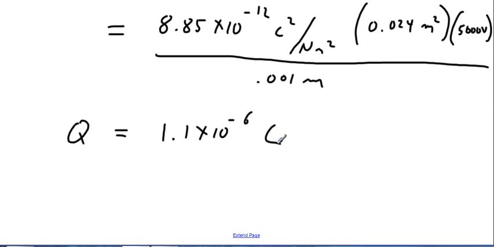What is the magnitude of the charge that would allow this size? So that would be the magnitude of the charge. Okay, moving on. Number 16.